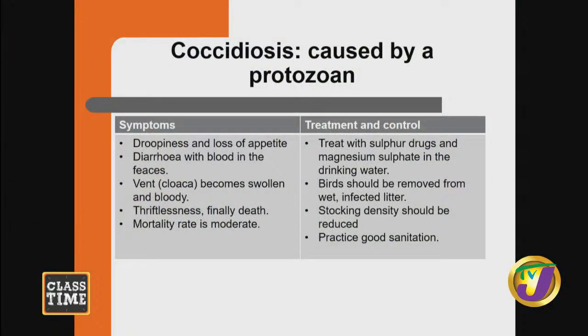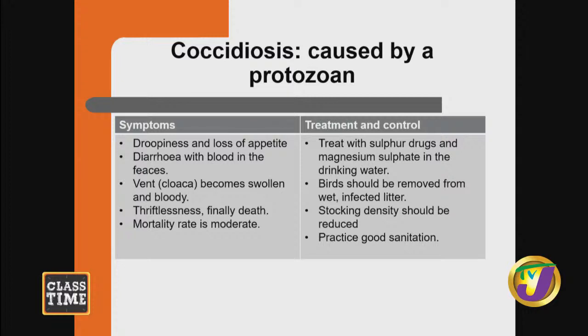Good? The animal is going to become droopy, with loss of appetite. There's going to be diarrhea with blood in the feces or streaks of blood. So that is why you have to take the observation seriously when you go inside the house. Don't just rush inside your house, feed and get out. You have to make sure that you're observing everything. The vent or cloaca of the chicken is going to become swollen and bloody and look kind of messy too. There's going to be thriftlessness, then finally death. However, the mortality rate is moderate.